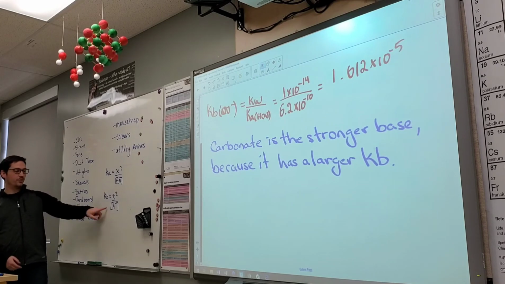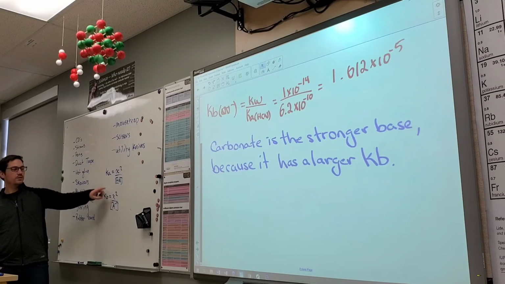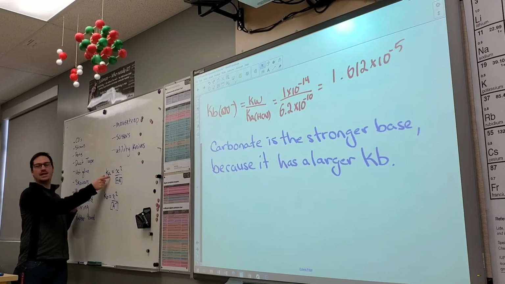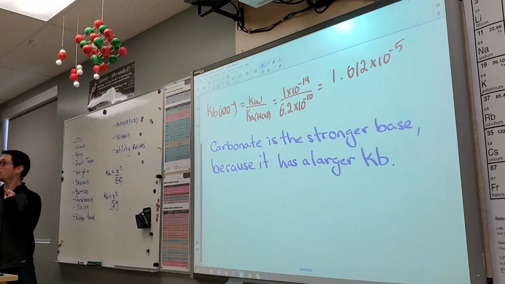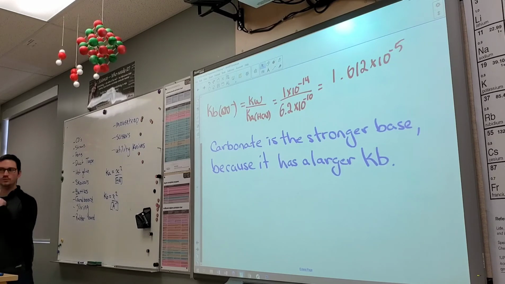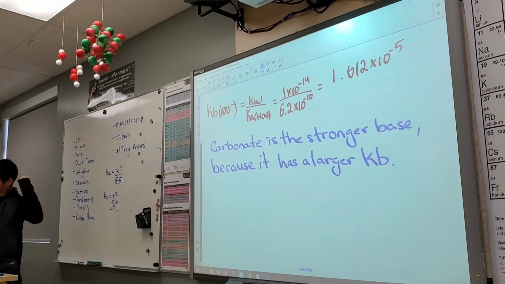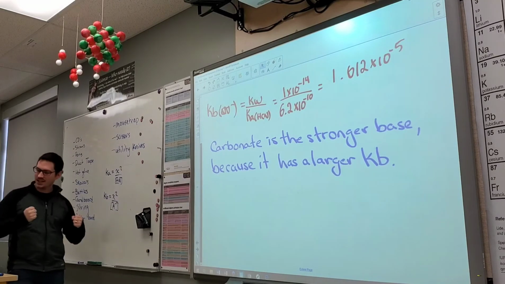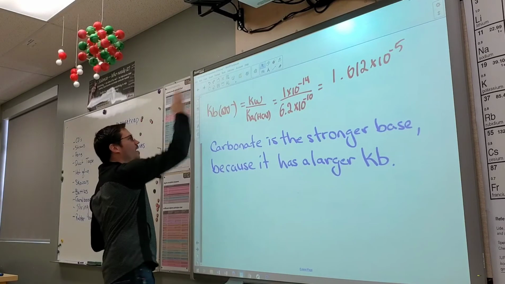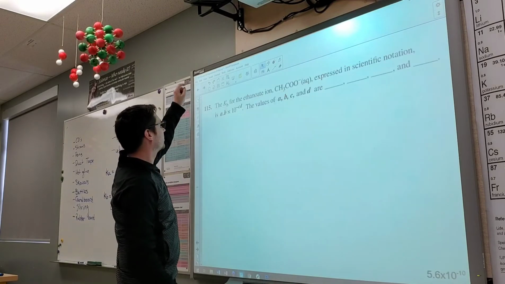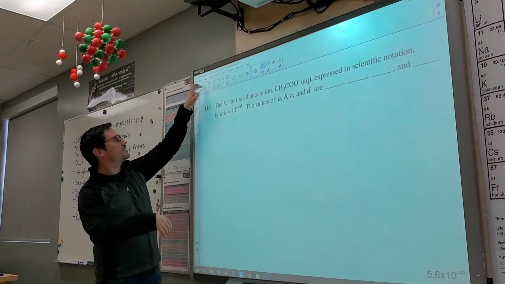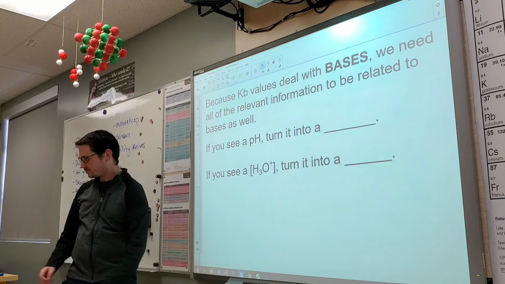That's only for weak bases, right? And what would we be solving for? What did X represent in the acid version? Hydronium. Okay. What is X going to represent for bases? Oh, that's what I'm talking about. See? Word association. Come on. There we go. Practice.